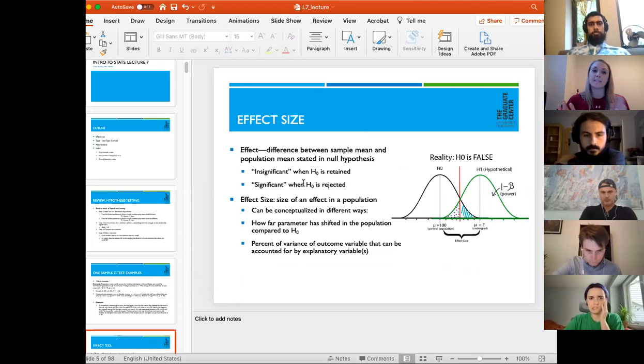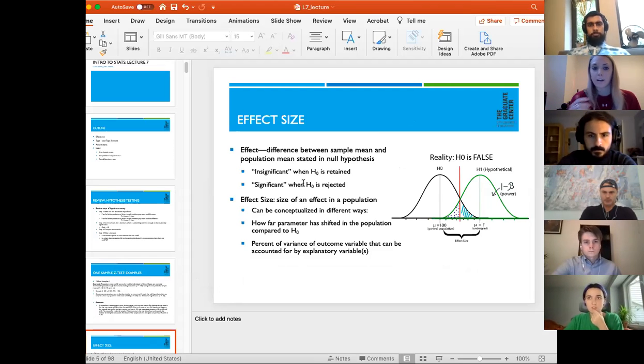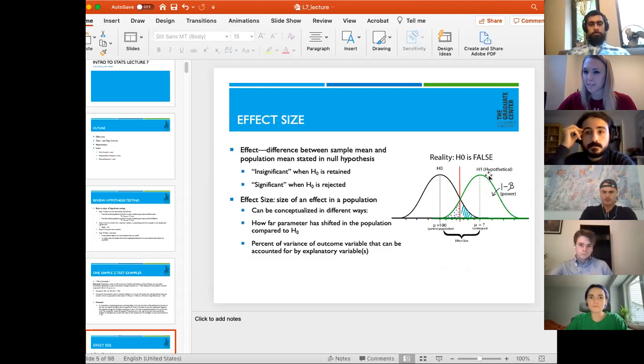Effect size tells us the magnitude of the difference once you've found a significant difference. If you failed to reject the null, you don't have to calculate effect size, which makes sense, because if we fail to reject the null, we conclude there is no significant difference or no significant effect. We don't need to calculate the size of an effect that isn't significant, because it's not statistically there, basically. Does that make sense? Yes.